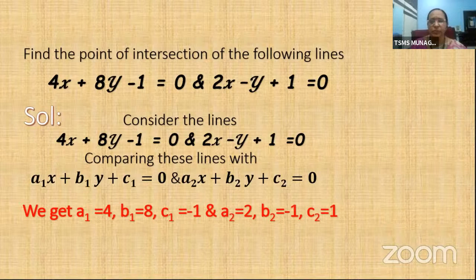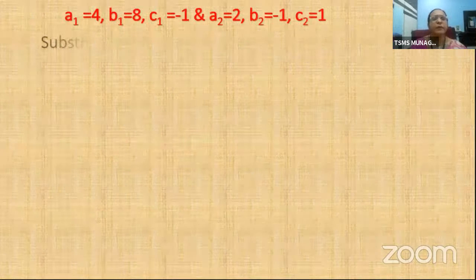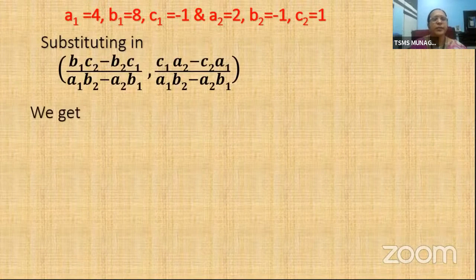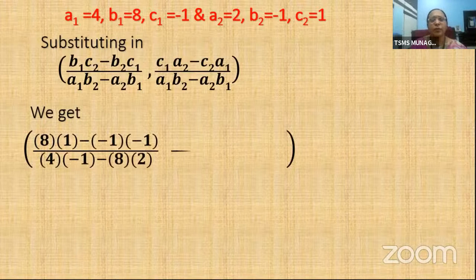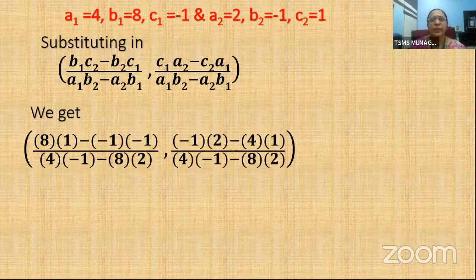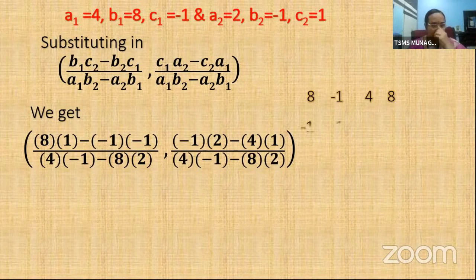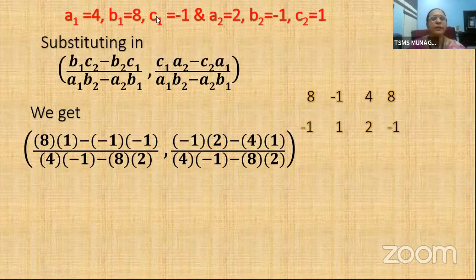Now, after comparing these coefficients, all you have to do is simply substitute in the formula. How are we going to substitute? The substitution can also be done with the cross multiplication method, which I have shown you in the previous slide. Simply start with b1. So b1, c1, a1, b1. That is 8, minus 1, 4, 8 again. Now for the second line, b2, c2, a2, b2. So minus 1, 1, 2, and again minus 1.